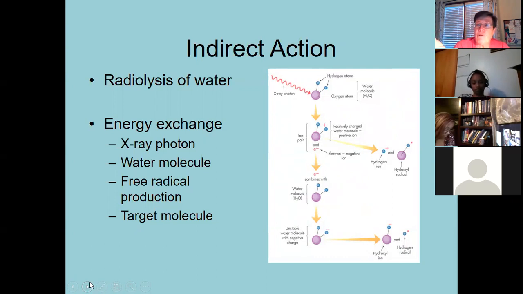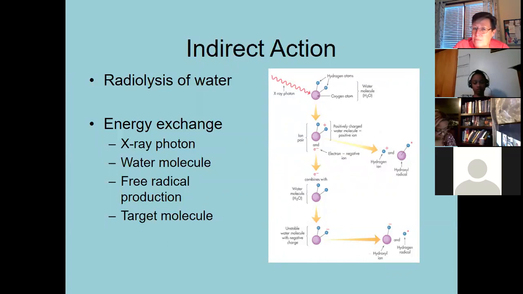Since we are mostly water, radiation is most likely to interact with water. And when radiation interacts with water, it causes water to break down. Lysis. Lysis is the suffix that means breaking down. So the breaking down of water by radiation. The energy exchange, remember, we're trying to figure out how does the energy get to those important molecules, the DNA, the RNA, the proteins.